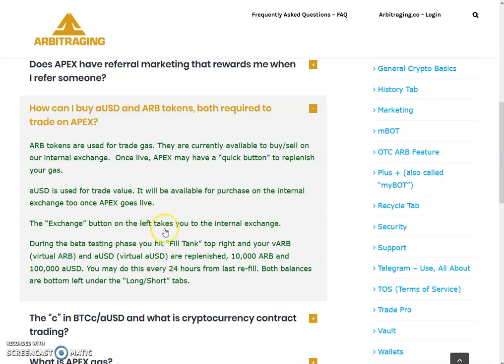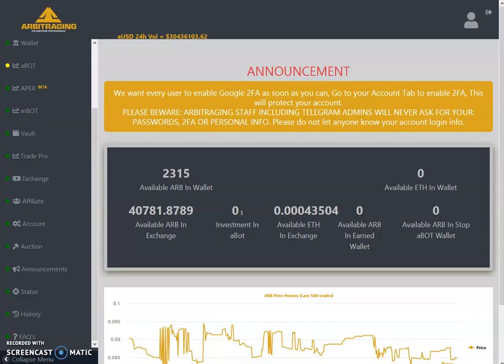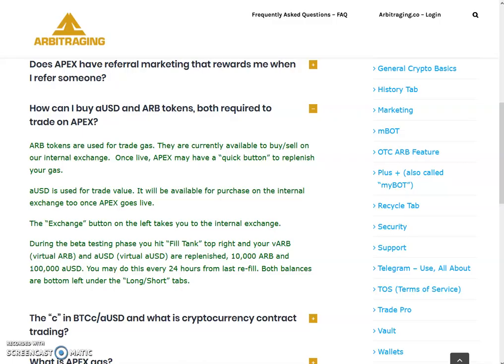The exchange button on the left will take you to the internal exchange. As you can see, this is the exchange button from which you will be able to go to the internal exchange. During the beta testing, you can get 10,000 ARB coins and 100,000 AUSD by clicking the fill tank button on the APEX tab.